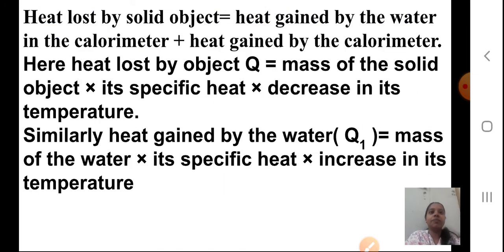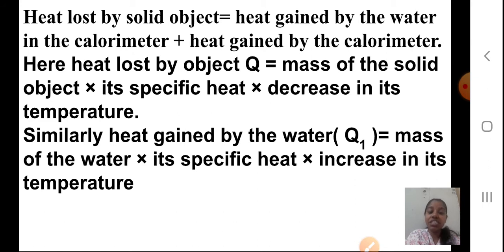Now see here. Heat lost by the solid object will be heat gained by the water in the calorimeter plus heat gained by the calorimeter. Calorimeter will also gain some heat. Water will also gain some heat. So here heat lost by the object we are taking as Q. Mass of the solid object multiplied by its specific heat multiplied by decrease in its temperature.